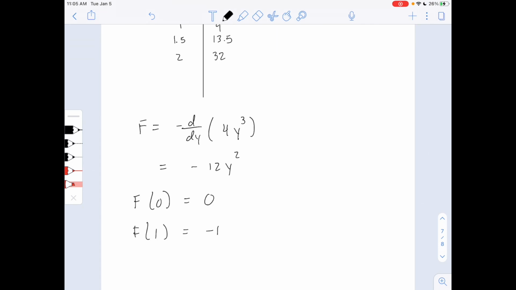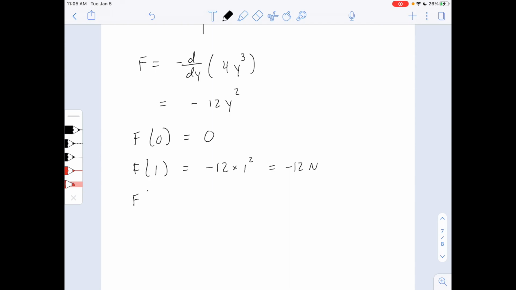So F of 0 is going to be 0. F of 1 is going to be negative 12 times 1 squared, which is negative 12 newtons. And then F of 2, that's going to be negative 12 times 2 squared. So that's going to be negative 12 times 4, so negative 48 newtons.